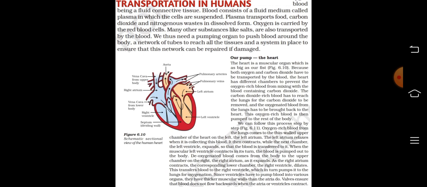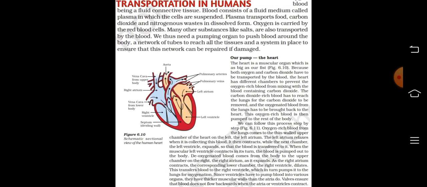Because both oxygen and carbon dioxide have to be transported by the blood, the heart has different chambers to prevent the oxygen rich blood from mixing with the blood containing carbon dioxide. The carbon dioxide rich blood has to reach the lungs for the carbon dioxide to be removed, and the oxygenated blood from the lungs has to be brought back to the heart. This oxygen rich blood is then pumped to the rest of the body.